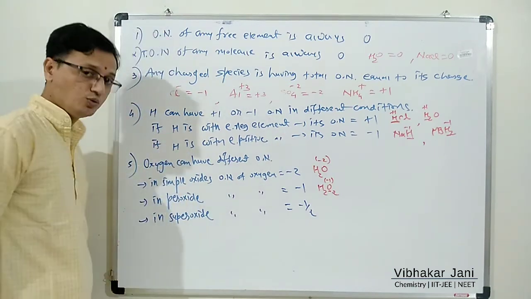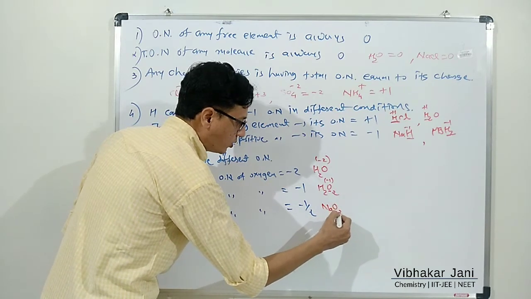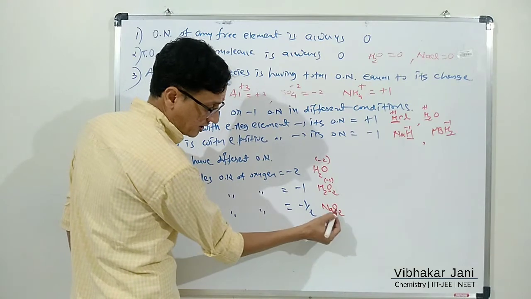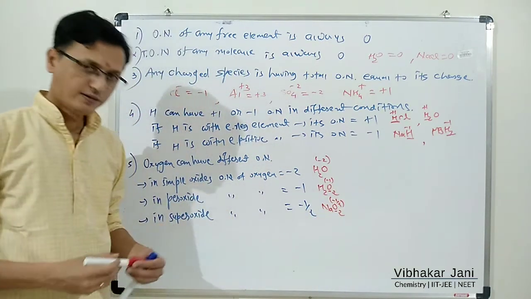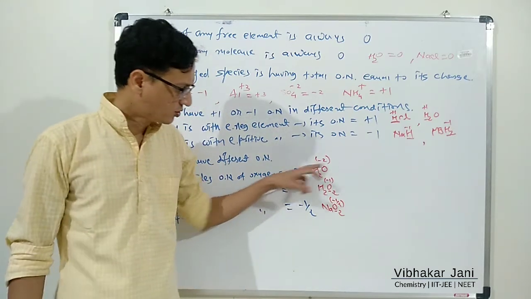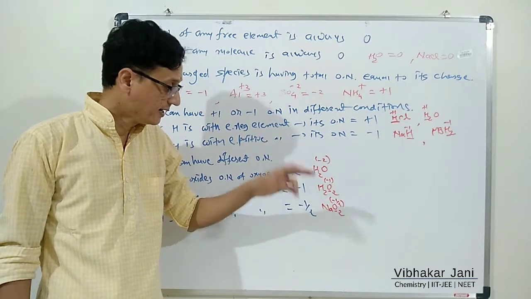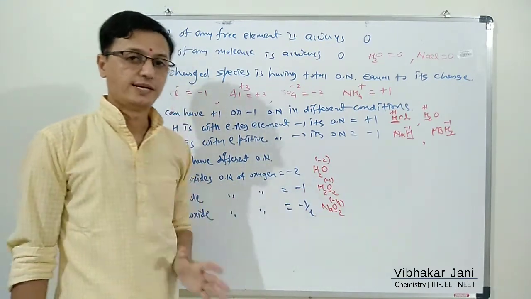But when you say superoxide, suppose NaO2. Now here the oxidation state of oxygen is -1/2. So these are the different compounds: H2O, simple oxide, H2O2, peroxide, and NaO2, that is superoxide.